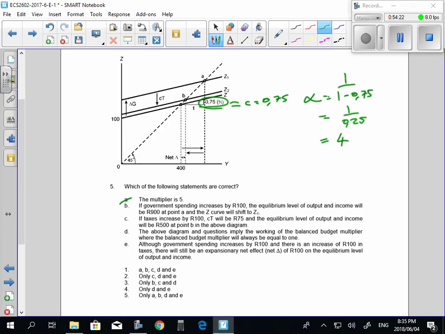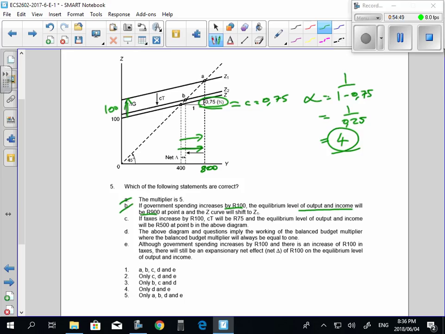If government spending increases by 100, equilibrium level of output and income will be 900. Okay? If government expenditure changes by 100, the multiplier will take over, and the difference in our output and income will be 100 by the multiplier, which would be 400, which would mean that this is 800. So that's also not correct.